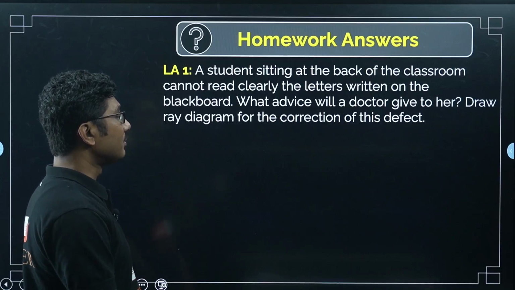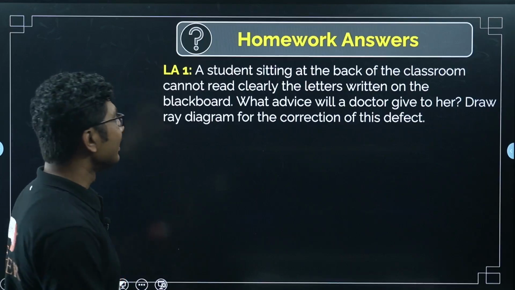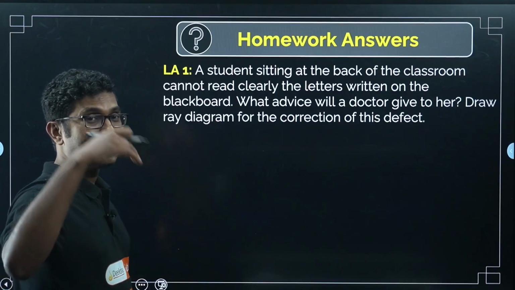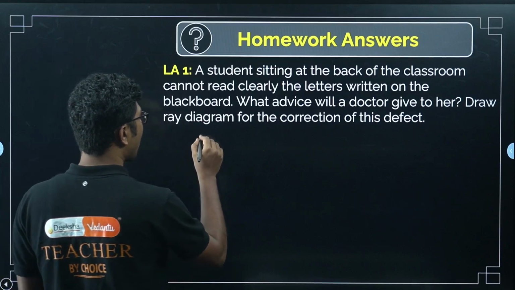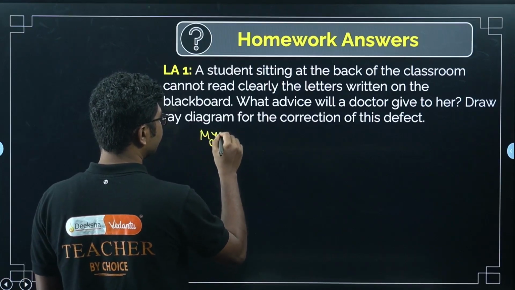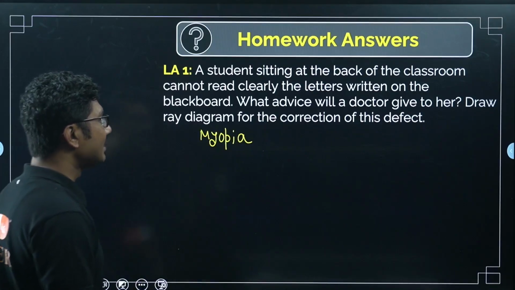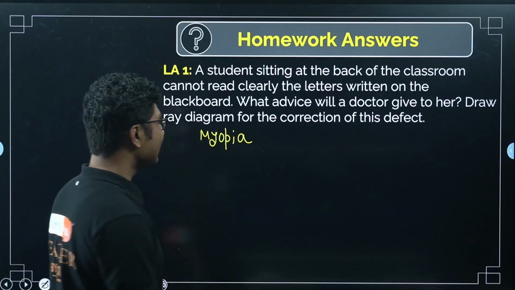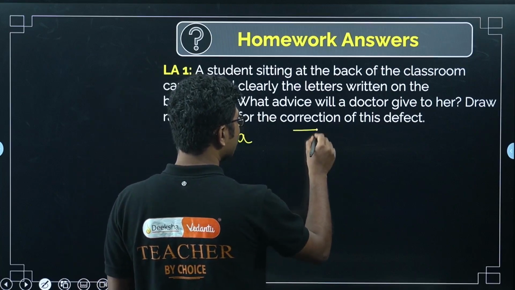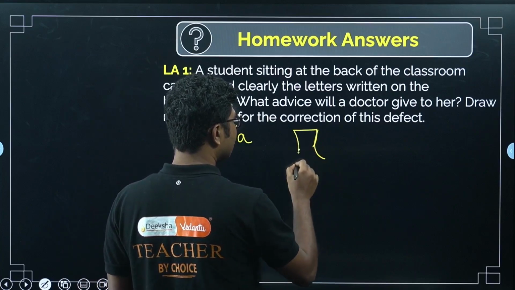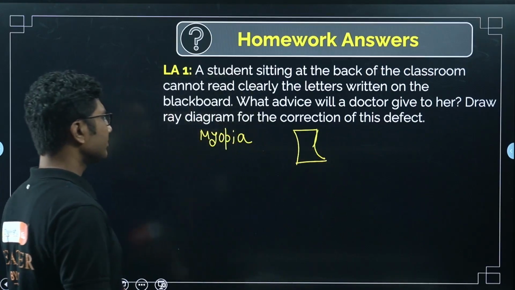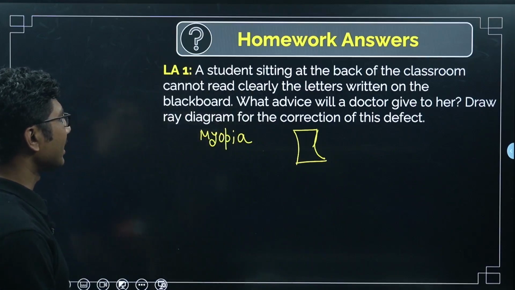So the student cannot read clearly the blackboard, that is something which is far away, so that is also myopia. And what advice will a doctor give to her? Wear lenses. What type of lenses she needs to wear? She needs to wear a concave lens. Draw a ray diagram for the correction of this defect.